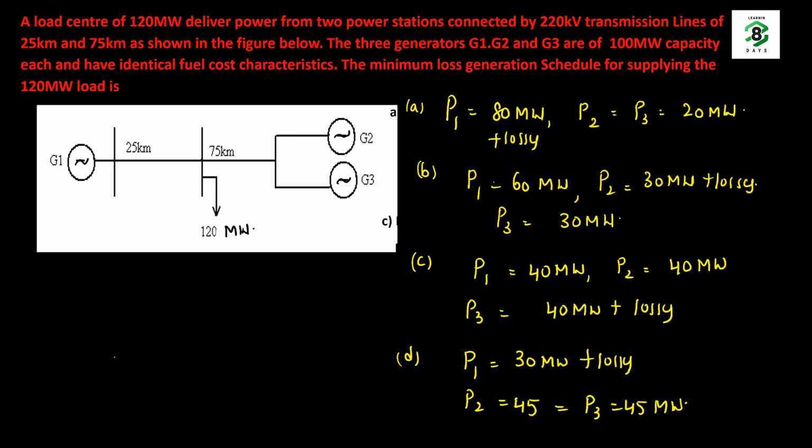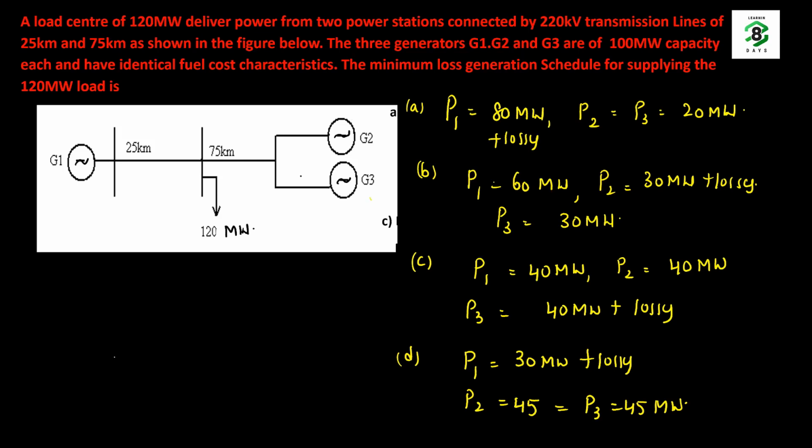Whatever the power they supply, it should be identical. Why? Because the fuel cost characteristics are the same, as well as the capacities of both G2 and G3. So two hints: first, G2 and G3 should supply the same power, and G1 should supply more power compared to them.